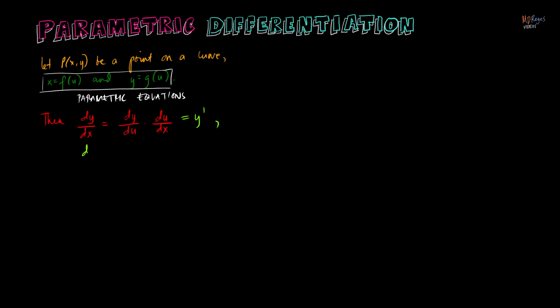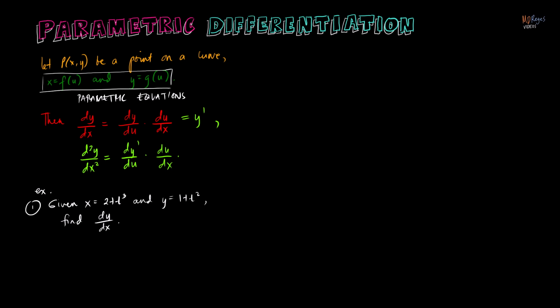Also, the second derivative of y with respect to x is equal to dy prime with respect to u, or the derivative of y prime with respect to u, times du over dx. Note that dy over dx will still be in terms of the parameter u, and the second derivative of y with respect to x will again be in terms of the parameter u. Take note that we can use any variable to denote the parameter. Now let us apply this concept in our examples.